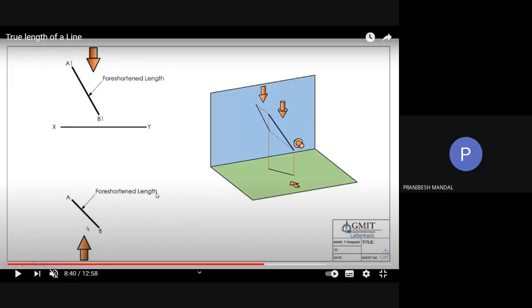Now you see how we can get the true length of the line. The one method we have shown is that we may revolve it, and after revolution we can get the true length in the other plane. But there can be another option. Think about it. I am showing you the video. I think you will get it.